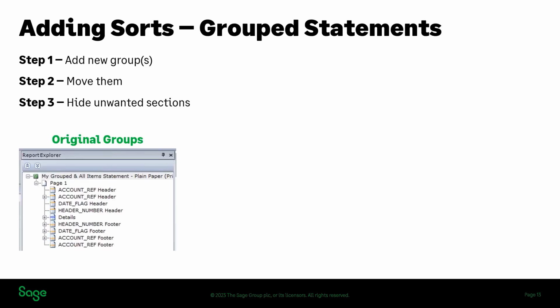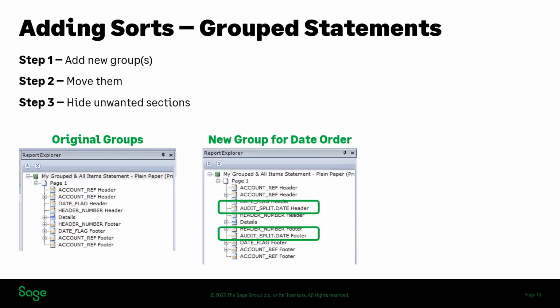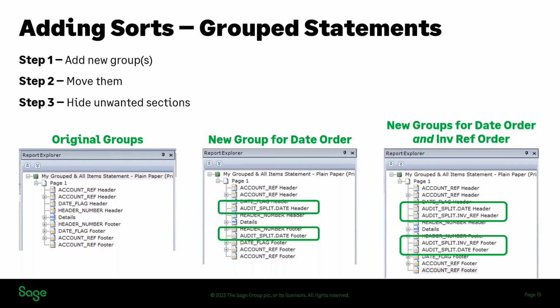In Report Explorer, we've seen the current sections on the layout appear like this. So if we add a group to sort in date order, the sections will need to appear like this. So we can see that the audit split date header needs to be sitting above the header number. And if we add a second group to sort in invoice reference order after date order, the sections need to appear like this. So we can see the date group is first, the invoice group is second, and then the header number group is third.